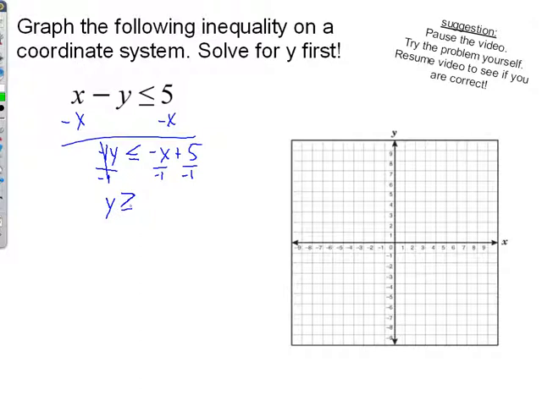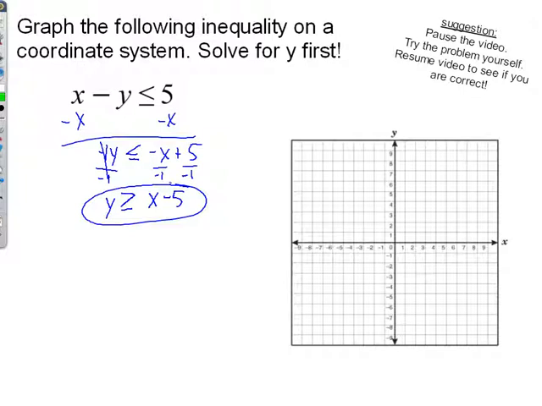And I almost forgot to flip the symbol. When you multiply or divide by a negative, you need to flip that inequality. Negative divided by negative is just a positive, so that's x over 1, or just plain x. And then positive 5 divided by -1 is -5. All right, so here's the linear inequality I need to graph.